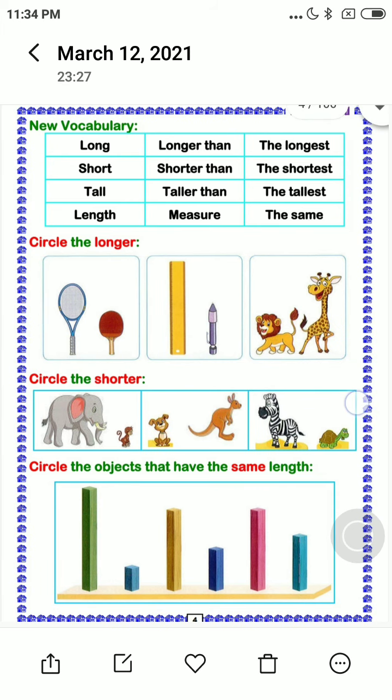Measure. What is the meaning of measure? Measure means القياس. The same. Same means the same thing.